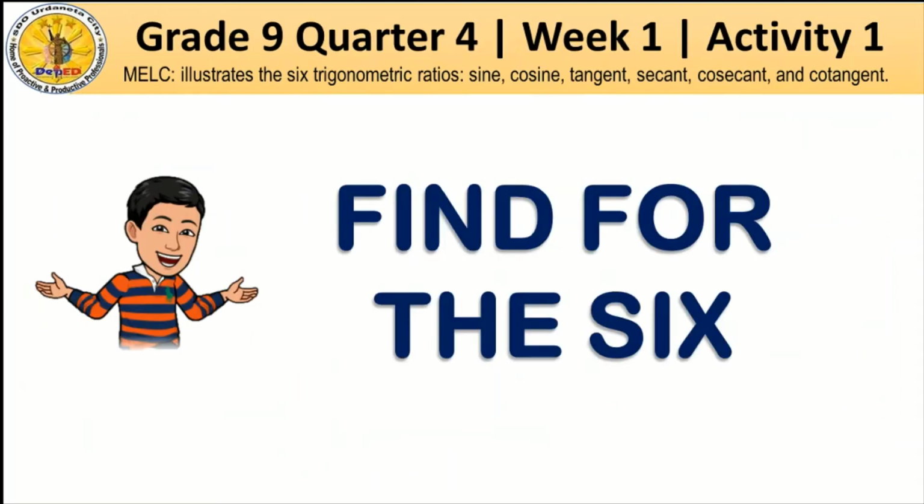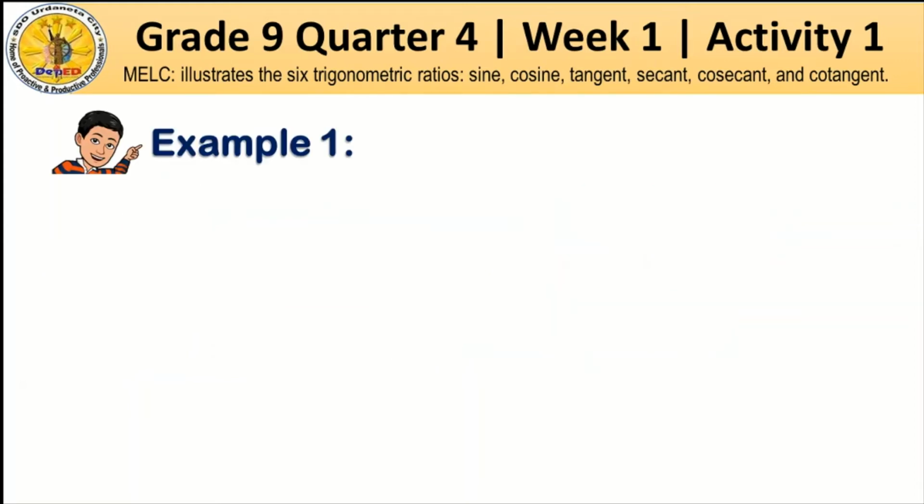Now, let's apply what you have learned in our discussion. At this time, let me guide you to answer Activity 1 entitled Find the 6. In this activity, we will find the 6 trigonometric ratios with respect to angle A and angle B. To understand it better, let's have the first example. Given the right triangle whose sides measure 5, 12, and 13 respectively, let's find the 6 trigonometric ratios with respect to angle A first.